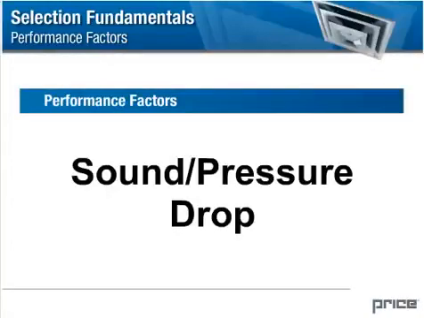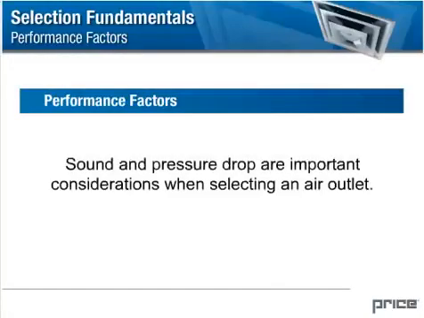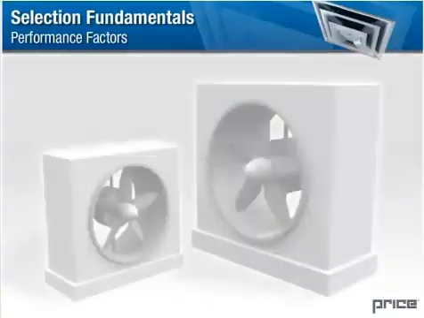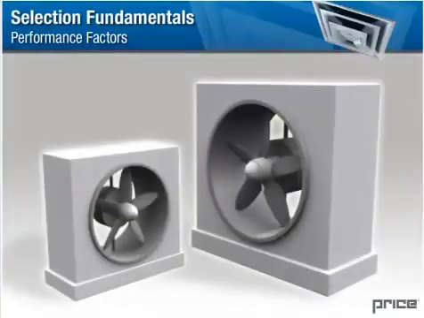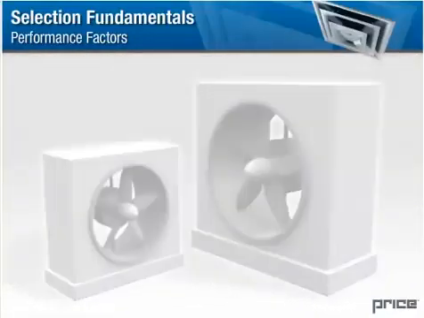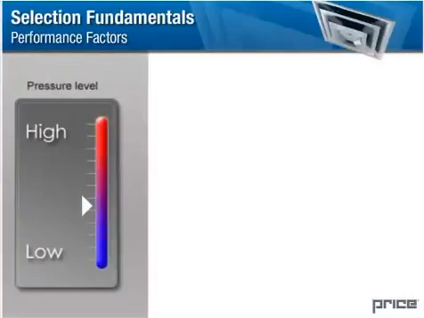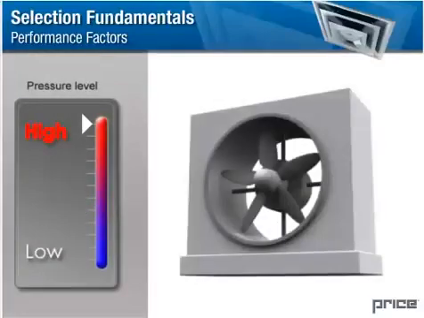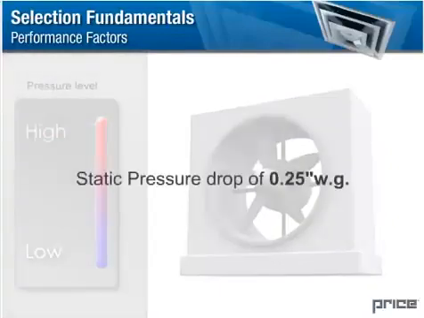Sound and pressure drop. Sound and pressure drop are important considerations when selecting an air outlet. Pressure drop is important because this will affect the size of the fan required to push the air through the ductwork. If the air outlet pressure drop is too high, an oversized fan may be required. Air outlets are often selected to have a static pressure drop of 0.25-inch water gauge or less.